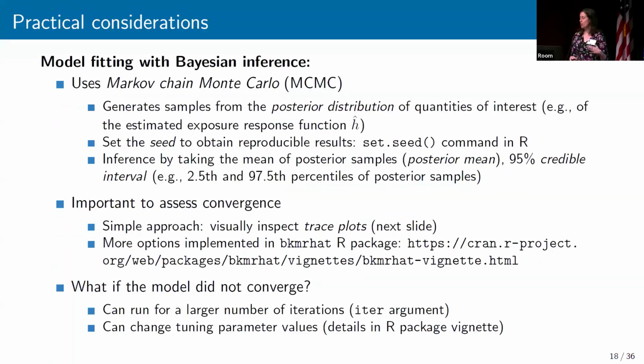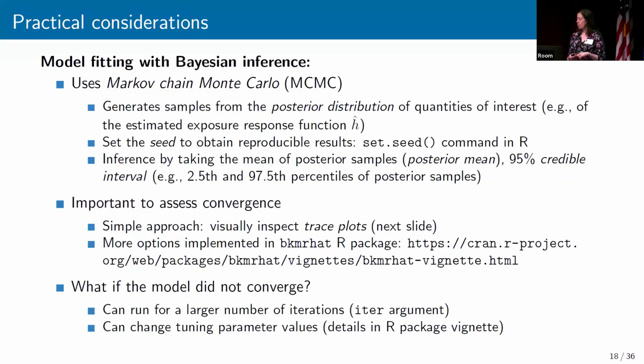I wanted to get a little bit under the hood with how model fitting works, because that'll be important when you're fitting the model and assessing whether it's converged. It uses Markov chain Monte Carlo, which is a sampling approach where you're generating samples from the posterior distribution of the quantities of interest. So for example, posterior samples of our estimated exposure response function H at different values that we want to look at. Marianthi also talked about the importance of setting the seeds, so you get the same result if you rerun it, and maybe trying some different seeds. There's just the set.seed command in R.